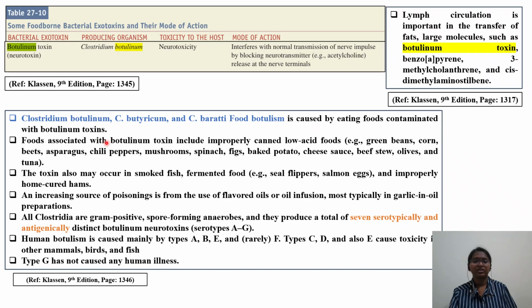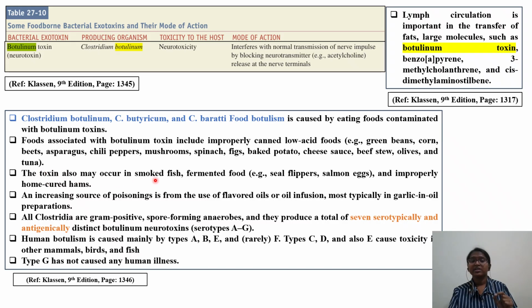Okay, canned food. Foods associated with botulinum toxin include improperly canned low acid foods. What are those foods? Green beans, corn, beets, asparagus, chili peppers, mushrooms, spinach, figs, baked potatoes, cheese sauce, beef stew, olives and tuna. Canned tuna fish also has had contamination with botulinum toxin.